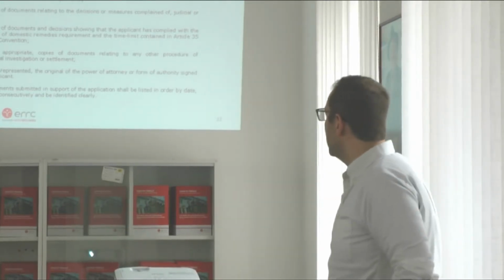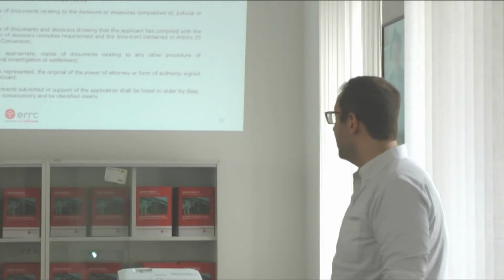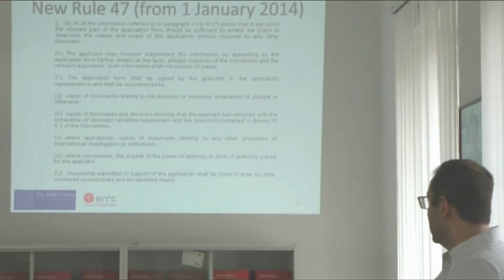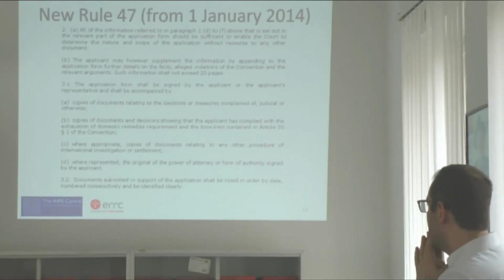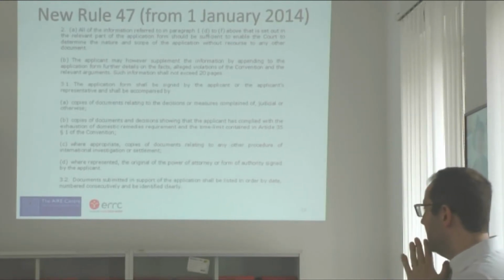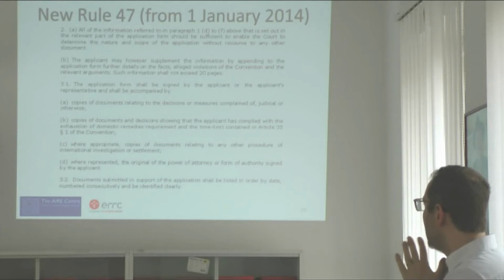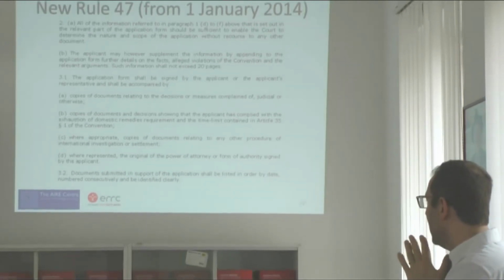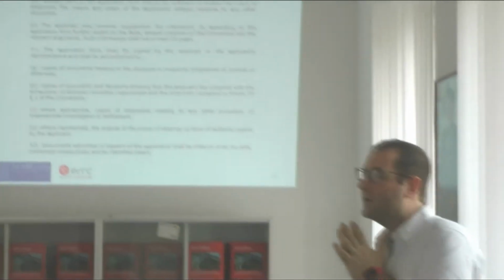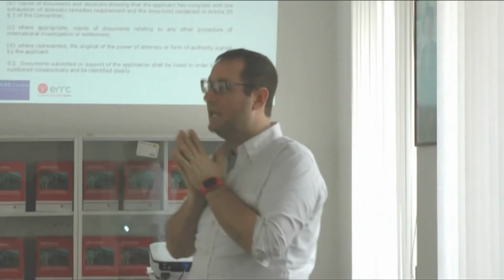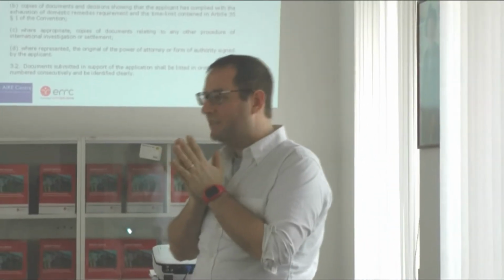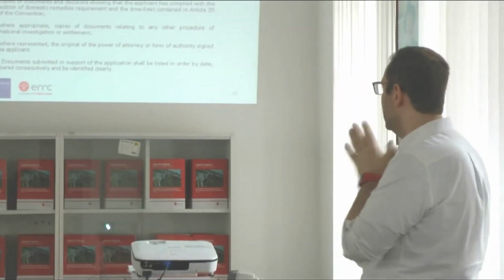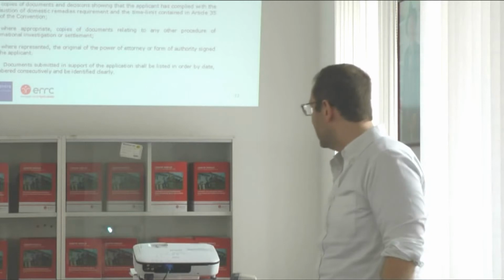The application form shall be signed by the applicant or the applicant's representative and be accompanied by copies of the documents relating to the decisions, copies of documents and decisions showing that the applicant has complied with exhaustion of domestic remedies, copies of documents relating to any other procedure of international investigation or settlement, and where represented the power of attorney, although now the court has incorporated the power of attorney into the form, and that's where they're expecting to see it signed. Documents submitted in support of the application shall be listed and ordered by date, numbered consecutively, and be identified clearly.